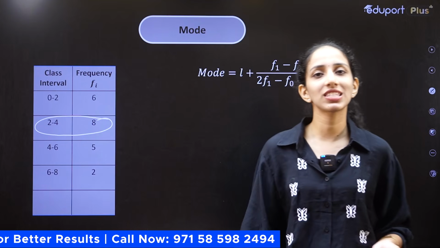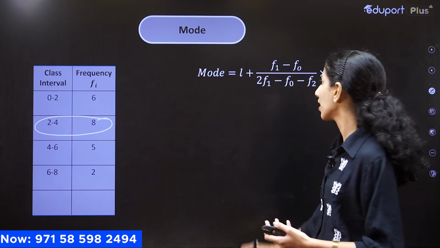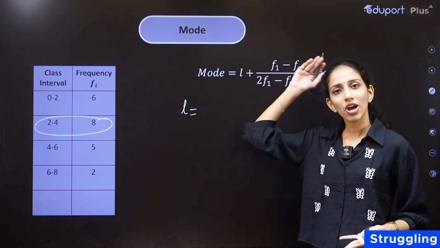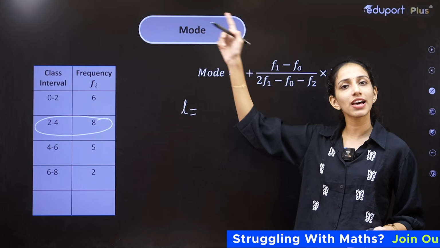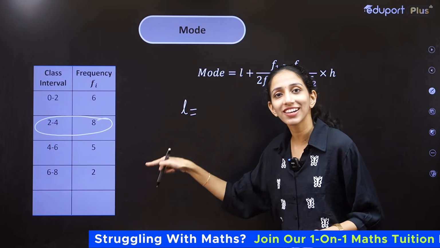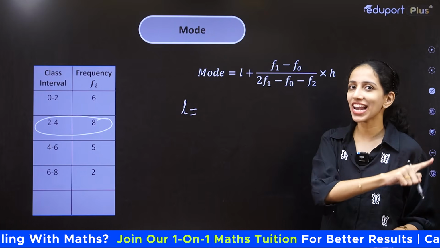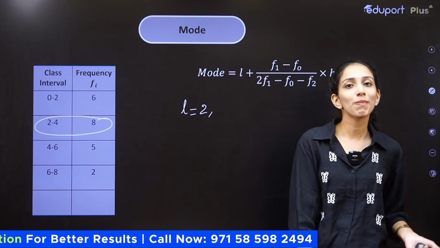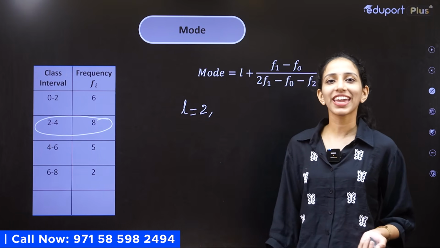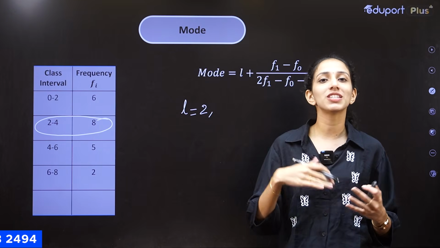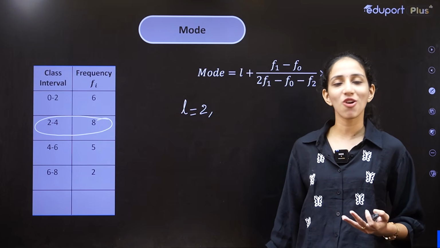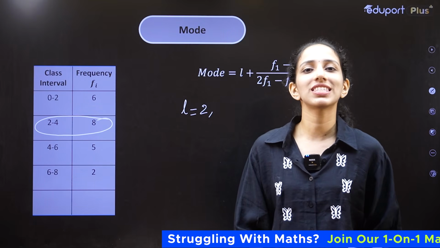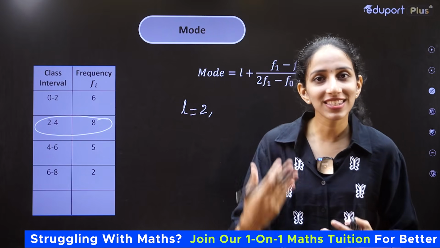Then it is very easy to verify whether the answer is correct, because here we have L. L is the lower limit. In the case of the median, L was the lower limit of the median class, so what will be L here? Yes, L is the lower limit of the modal class. So L is equal to 2. Then what will be F1, F0 and F2? F0 is the frequency of the class preceding our modal class, F1 is the frequency of our modal class, and F2 is the frequency of the class succeeding our modal class.